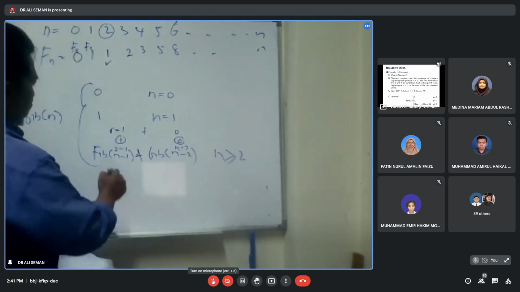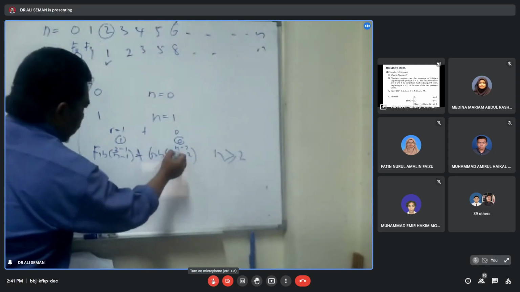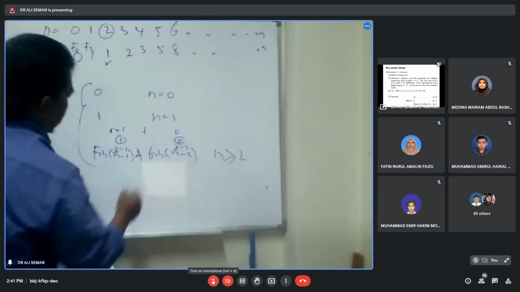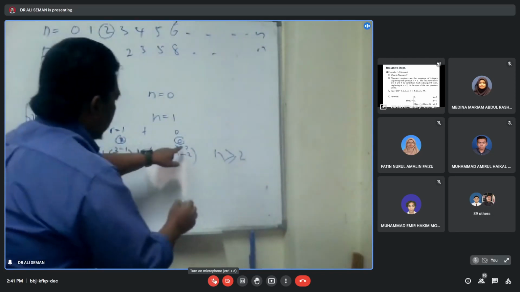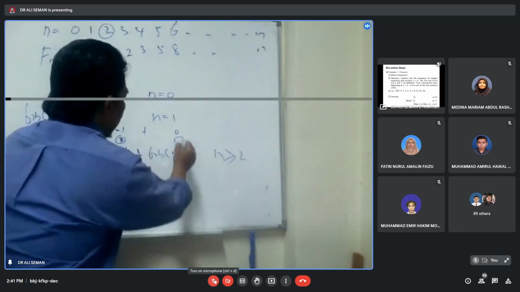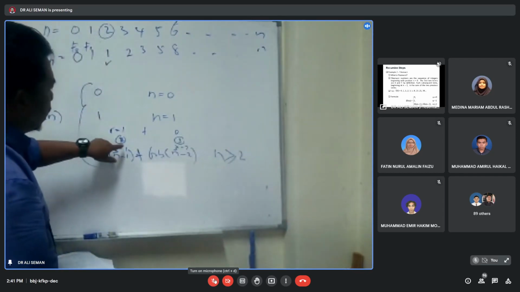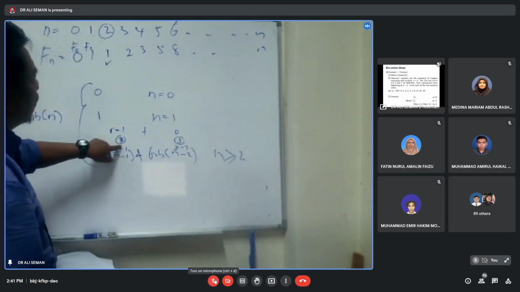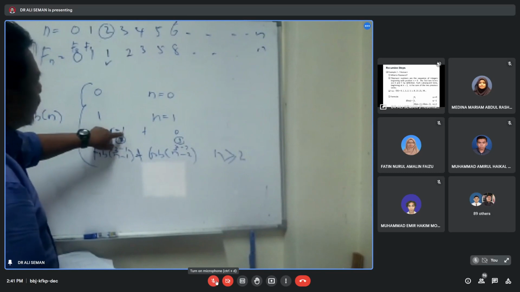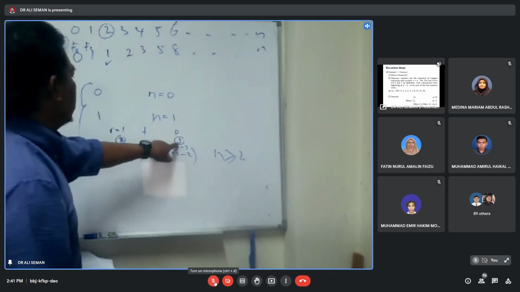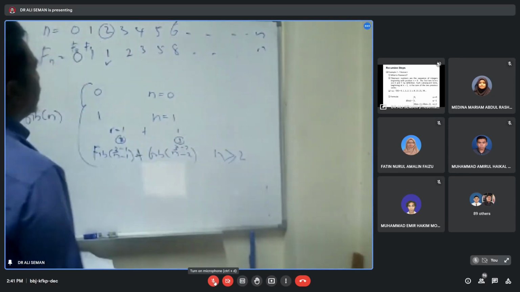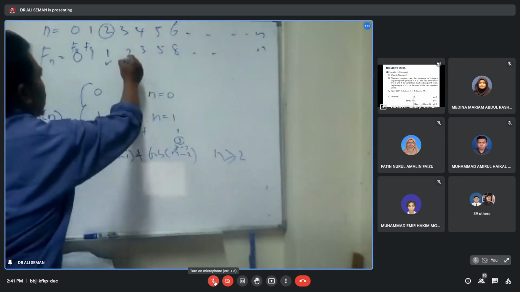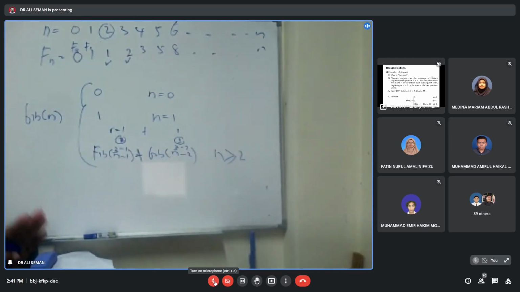Another example: if n equals 3, then 3 minus 1 is 2, and 3 minus 2 is 1. Fibonacci 2, we got 1 just now, and Fibonacci 1 is 1. 1 plus 1, 2. This is the answer, correct? And so on and so forth. That is the recursion. Clear?